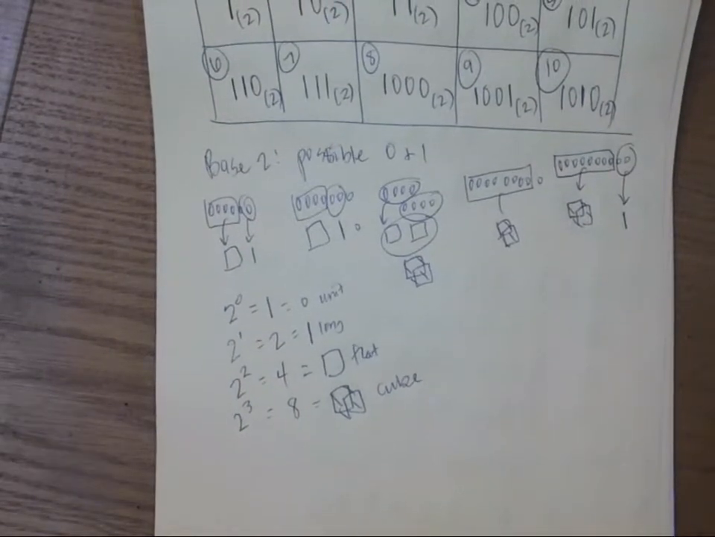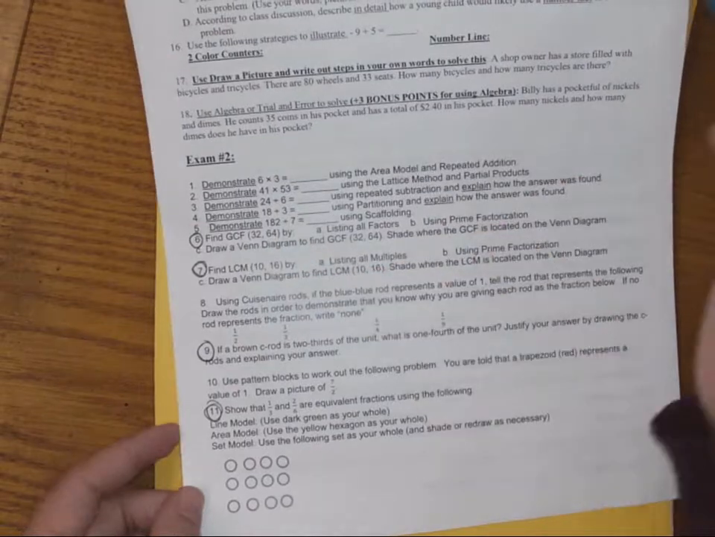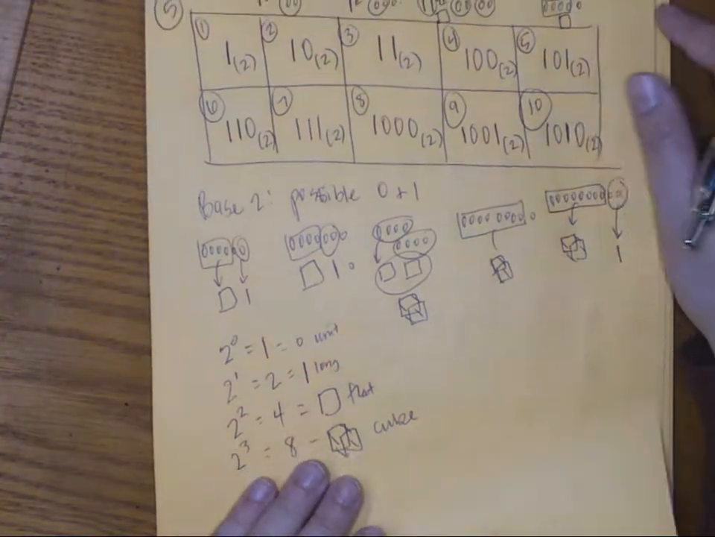Okay, the next thing I would like to go over is moving on to exam 2. We're going to go over 6, 7, 9, and 11. So starting with 6 and 7, the greatest common factor and the least common multiple.